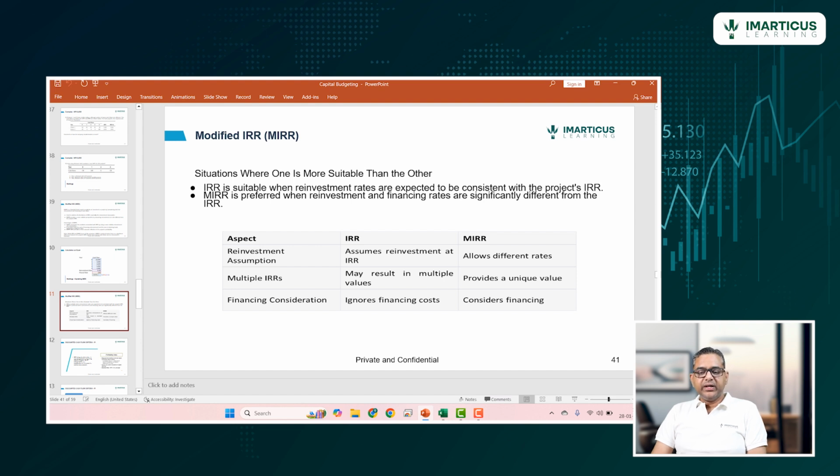So these are varying on the basis of 3 aspects. One is reinvestment assumption. IRR assumes reinvestment at IRR, whereas MIRR allows different rates for reinvestment assumption. Multiple IRRs may result in multiple values, whereas MIRR provides a unique value. And financing consideration, IRR ignores financing cost. We don't look at the cost of capital, or we don't look at the discount rate when we are doing the IRR calculation, whereas MIRR considers financing cost.